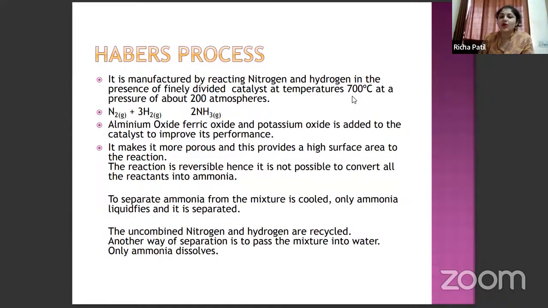Once the product ammonia is formed, how can you separate it from the mixture? You have to cool it, and then the ammonia will liquefy and be separated. The uncombined nitrogen, which is not combined with hydrogen, is recycled. Another way is to separate it by passing the mixture into water, so only the ammonia is dissolved in the water. So this is Haber's process, an important reaction. Remember the catalyst used and the reaction conditions.